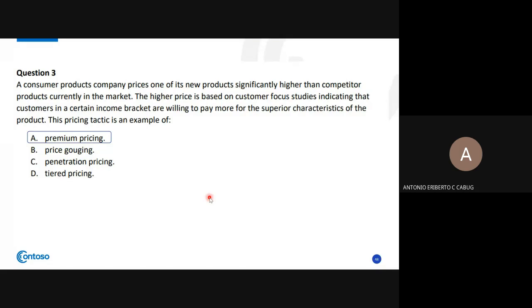No? Okay. Yung mga mahilig sa branded, no? Yung mga mayayaman, certain income bracket, they're willing to pay more for the superior characteristics of the product. We call this premium pricing. Yung mga items na may brand, they charge a higher price because customers believe that they have better characteristics. Letter A.